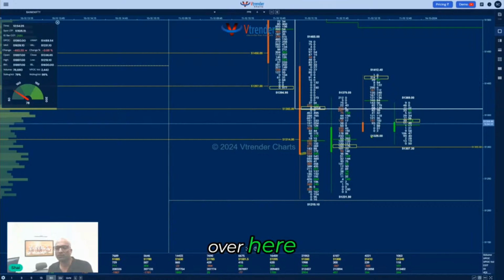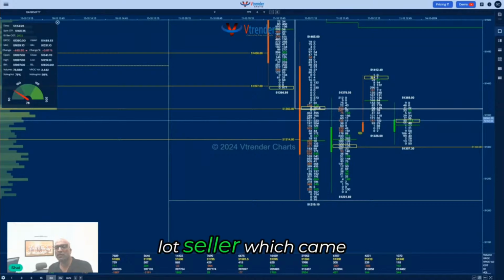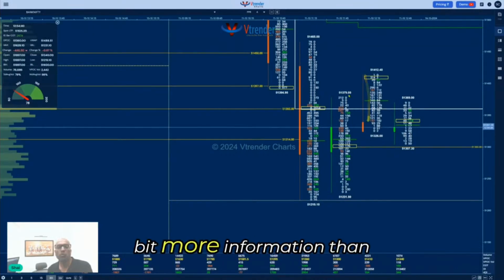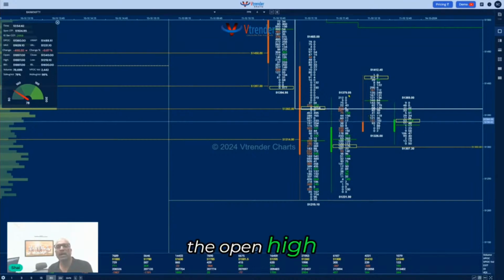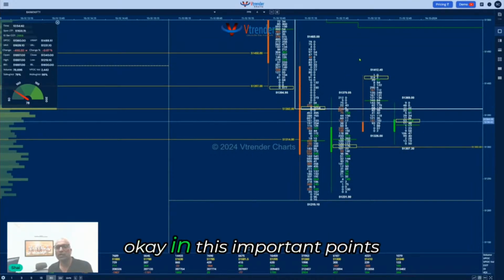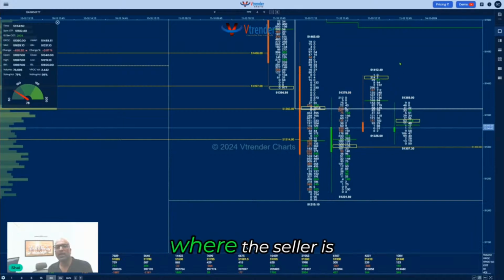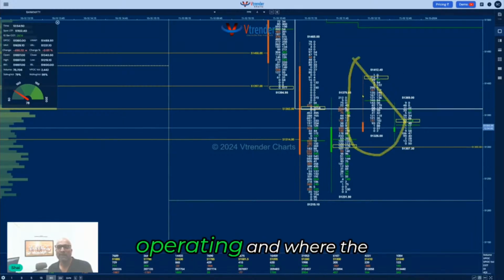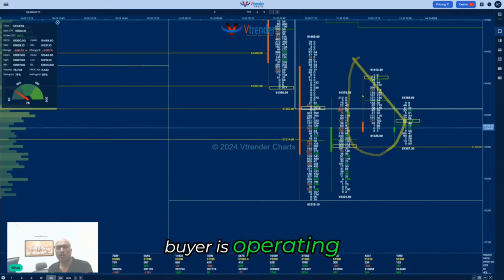The same thing over here. This color became red because there is a 314 lot seller which came in exactly at 51,412 and pushed this from the high to this close. So what you are seeing is you're actually getting a little bit more information than the open, high, low, and close of the bar. You're seeing, at these important points, where the seller is operating and where the buyer is operating.